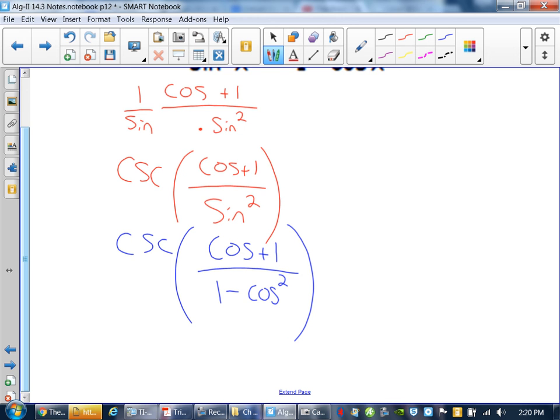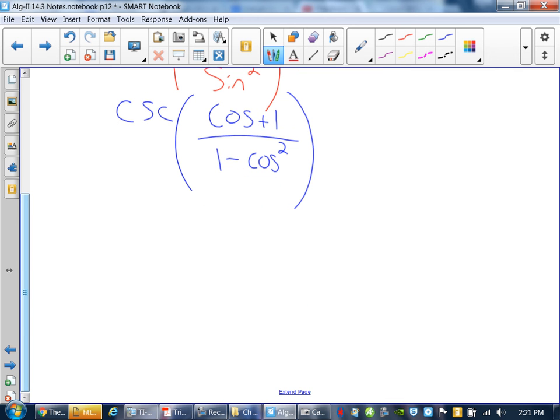Now comes the tricky part. Is 1 a perfect square? Yes. Is cosine squared a perfect square? Yes. Is that a subtraction symbol? Yes. Therefore, you can do a difference of squares. It's a difference of squares in the denominator.